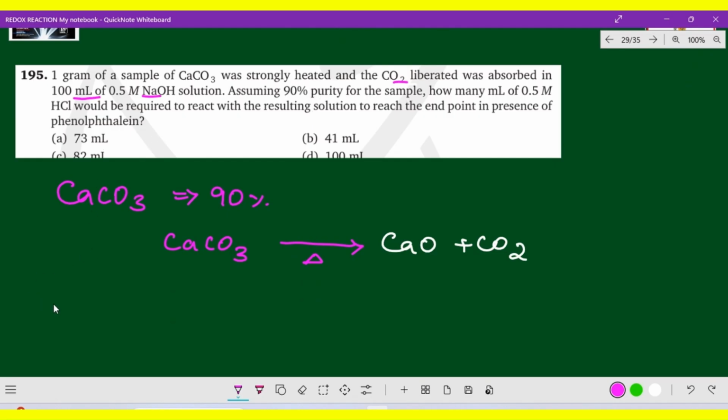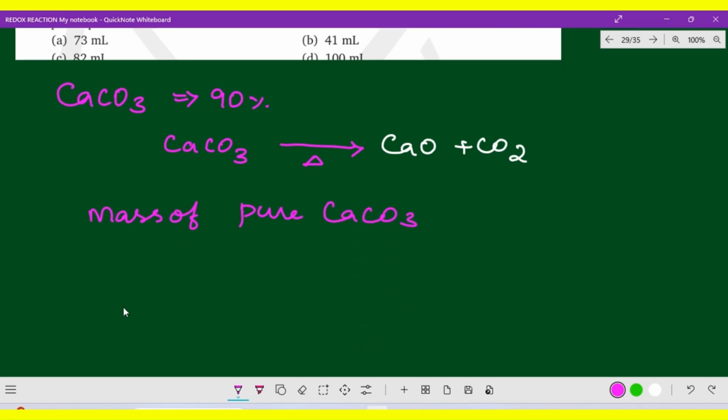Now here, mass of pure CaCO3. So here they mentioned 1 gram, and the purity is 90%. So 1 gram into 90%, which means 0.90, so you will be getting 0.9 gram. It is mass. So mass of calcium carbonate, we got it.